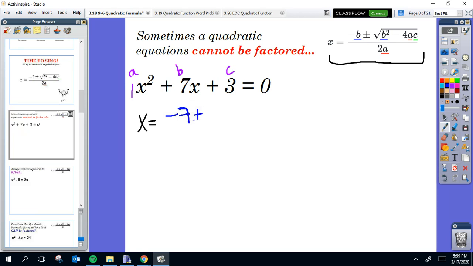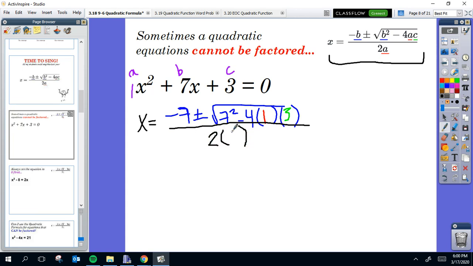I have plus or minus the square root. Right here it says b squared. Again, my b value is 7, so 7 squared. Continue on with the formula, minus 4 times a times c. My a value right here is 1. And then my c value right here is 3. Last part of the formula is the fraction bar, and this is going to be over 2 times the value A. Our A value is 1.